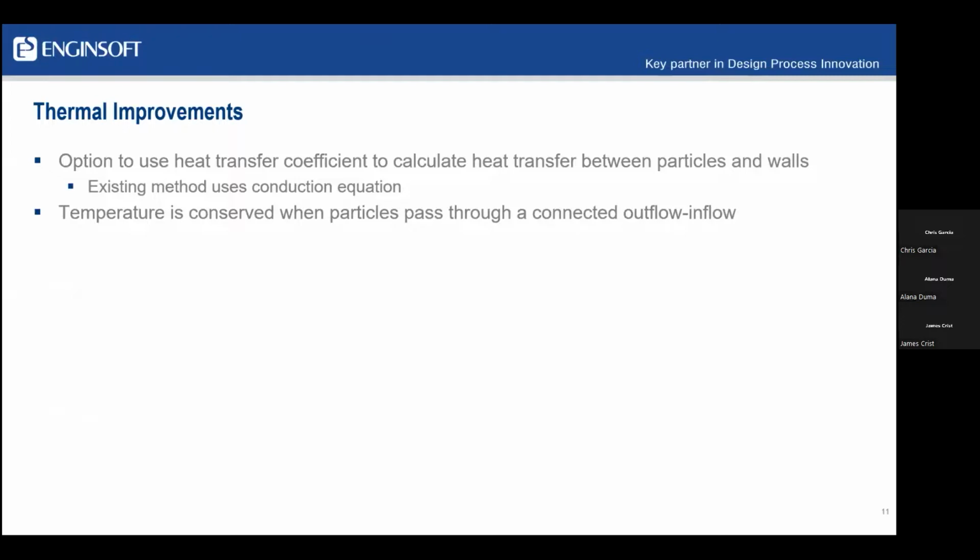So that adds a level of fidelity to those types of simulations. Another option that they've added is for when you're doing a thermal simulation. In the past, it would use a conduction equation to calculate energy transfer to or from a particle with a wall. Now you can use the heat transfer coefficient that Particleworks calculates separately. You can use that instead of the existing conduction equation.